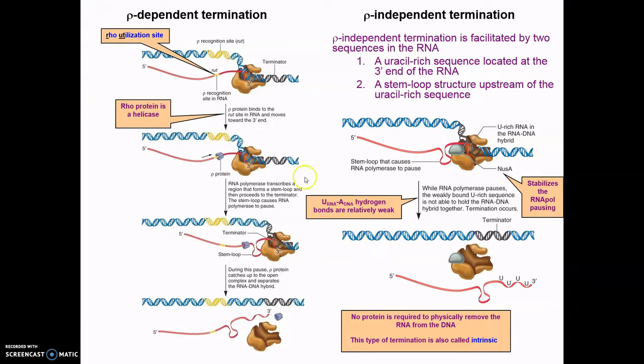So now we have Rho-dependent termination and Rho-independent termination, because here we do not need Rho. Here we need Rho, and Rho is physically knocking the polymerase off.